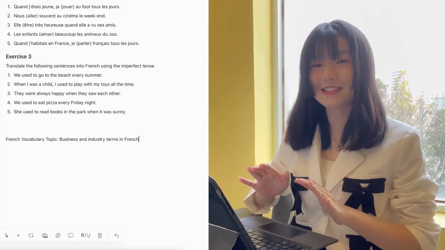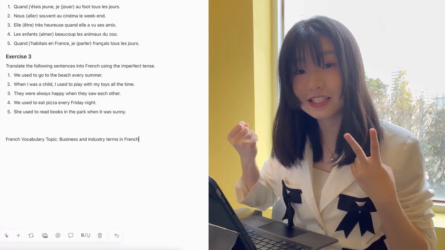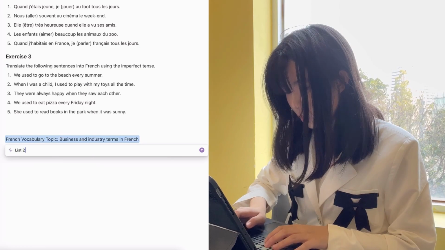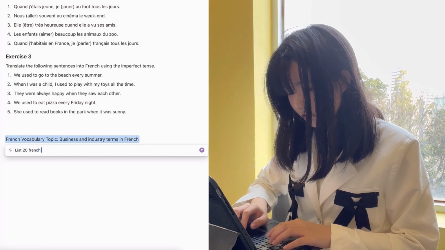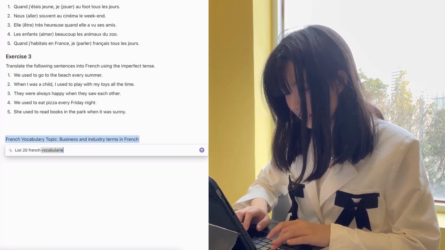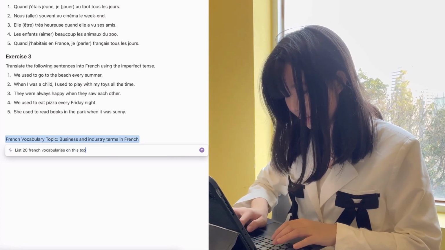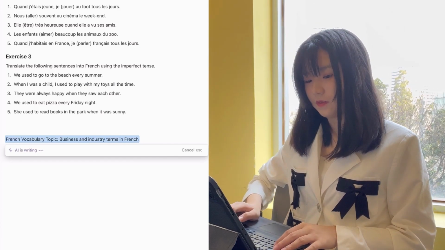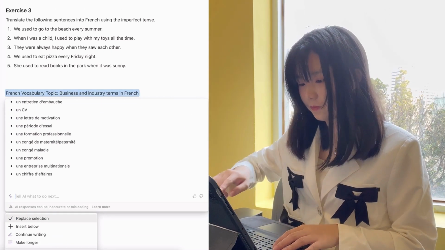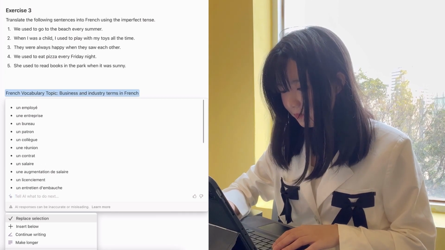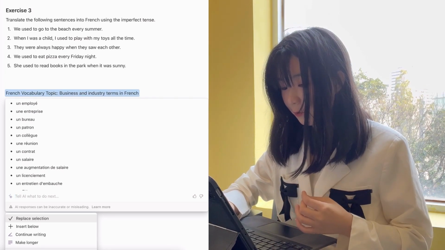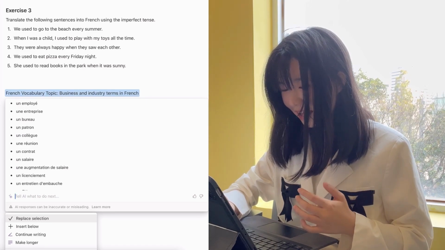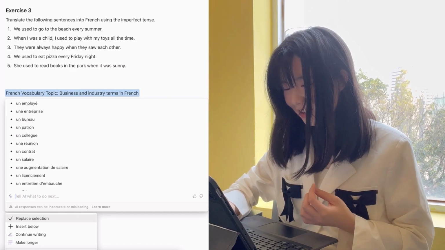Now I'm going to ask Notion AI to generate 20 vocabularies regarding this topic. List 20 French vocabularies on this topic. Let me see the result. Un employé, une entreprise, un bureau, un patron, un collègue.